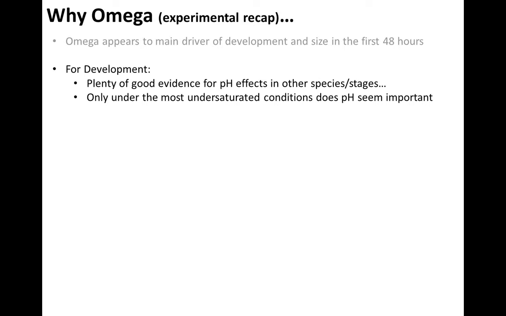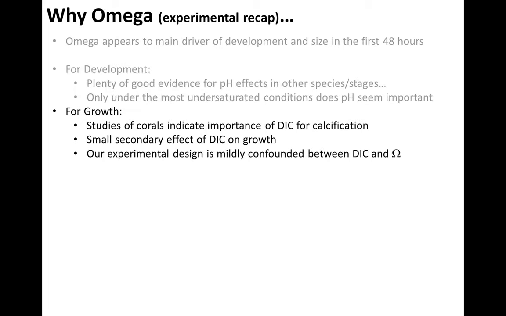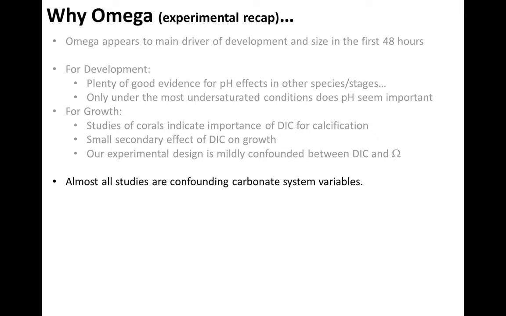And again, that's slightly confounded with the fact that we don't have orthogonality with pH in our experimental design. For the growth, there's plenty of good studies on corals that indicate the importance of DIC for calcification. And we see a small secondary effect of DIC on growth. But again, there's some confounding between DIC and omega in the experiments.